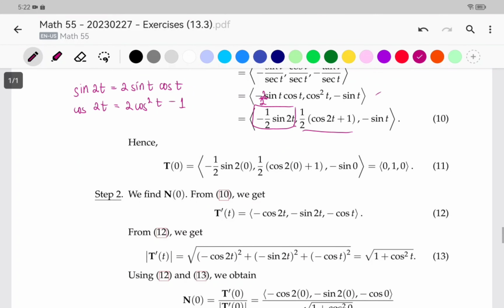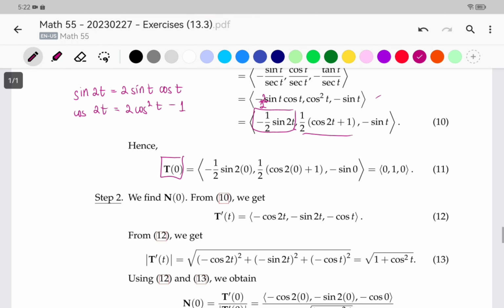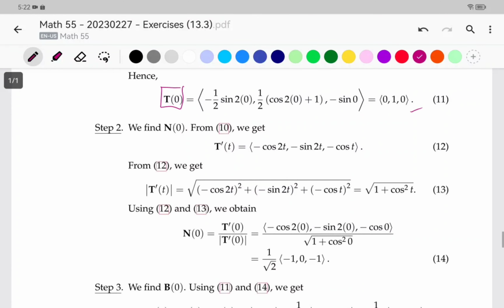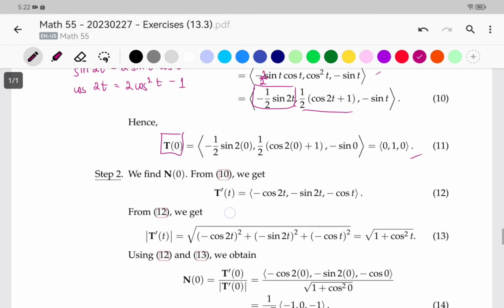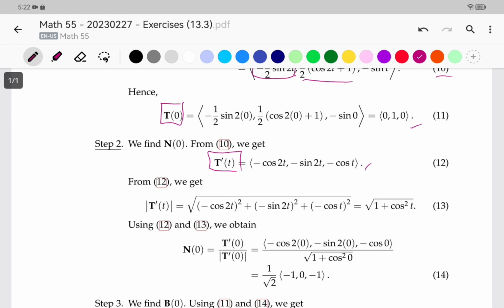If we now evaluate the unit tangent vector at t equals 0, you will eventually get 0, 1, 0. For the next step, you're going to get the unit normal vector N evaluated at 0. Using equation 10, take the derivative of the unit tangent to get negative cosine of 2t, negative sine of 2t, and negative cosine t. If you take the magnitude, you will eventually get the square root of the sum of the squares of all the components. You will have the square root of 1 plus cosine squared t.